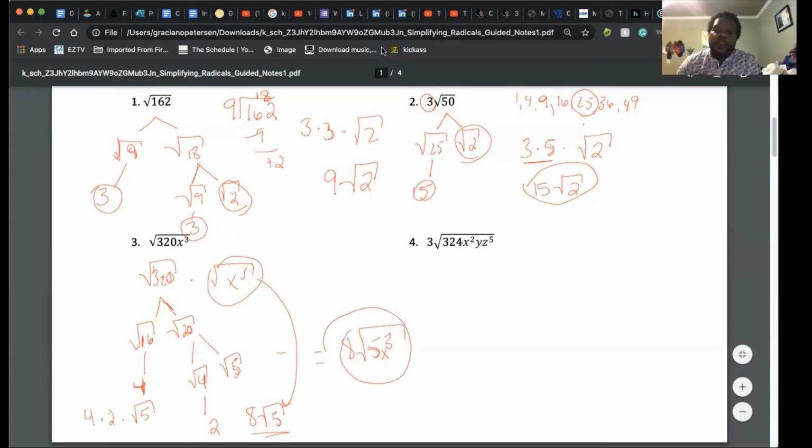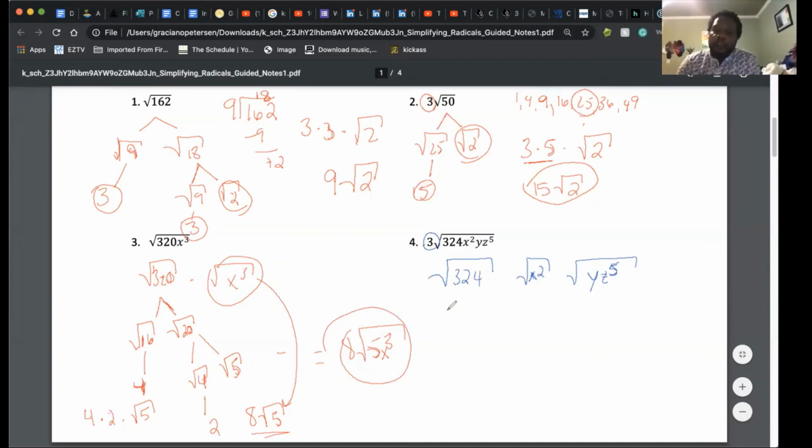Okay. All right, and now my last one, I'm going to change my color because 4 might run into 3 a little bit. So we're going to leave this 3 alone. This 3 is going to stay where it is. And then we're just going to simplify the 324 by itself for right now. We're then going to simplify the x squared by itself. And then we're going to leave that y z to the 5th also by itself. Okay, so let's work on this 324.